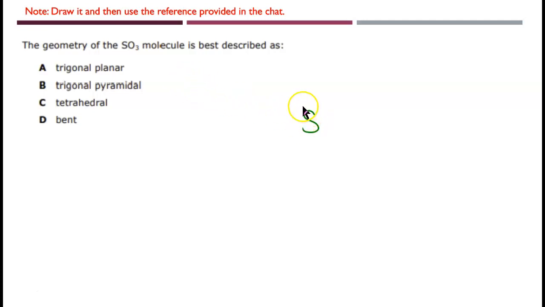Sulfur is our central atom. Sulfur has 6 valence electrons. This is what it looks like. I went in order, 1, 2, 3, 4, 5, 6. And then we have 3 oxygens, 1, 2, 3. Each oxygen has 6 valence electrons. 1, 2, 3, 4, 5, 6. 1, 2, 3, 4, 5, 6.